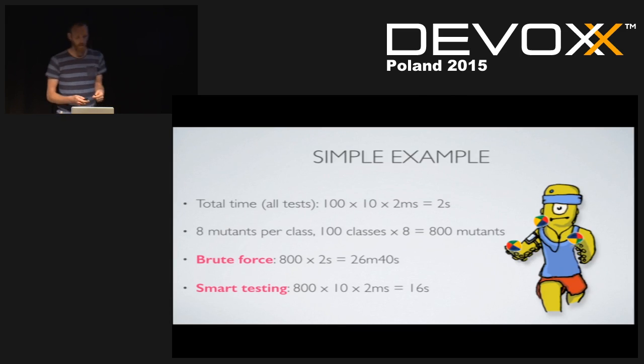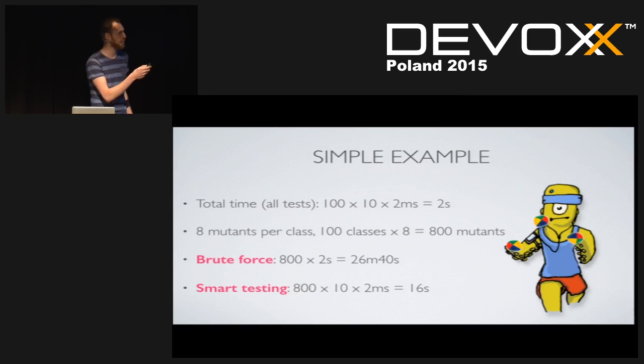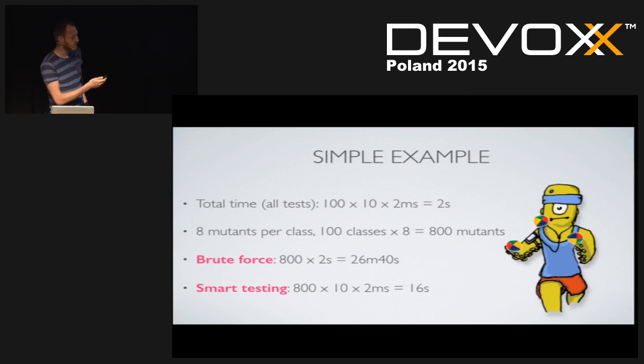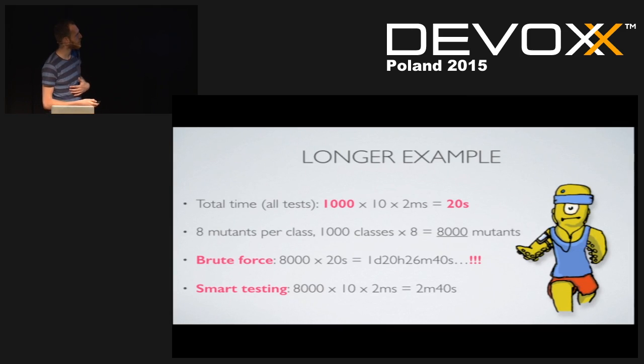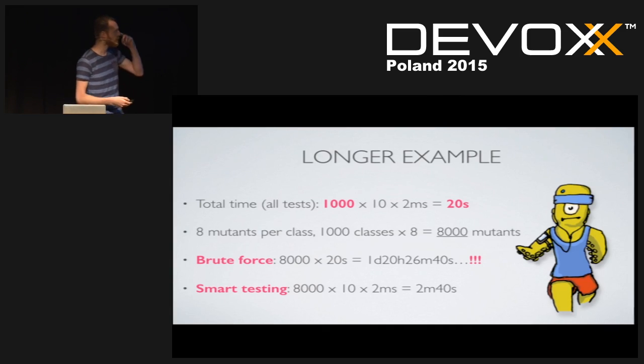But if you do it in a smart way, like PIT does with code coverage, it only takes 800 mutants times 10 test cases, because we're assuming each class has 10 tests, so that's about the amount of tests you need to run for each mutation, times the 2 milliseconds for one test. That ends up at 16 seconds. So that's acceptable, right? We can wait 16 seconds. And it's exponential. If we increase it, not 100 classes, but 1,000 classes, everything would run in 20 seconds.